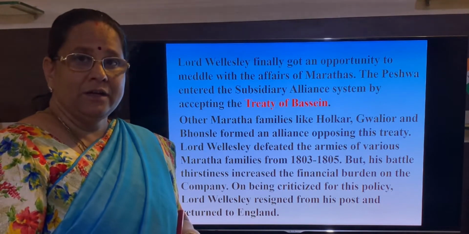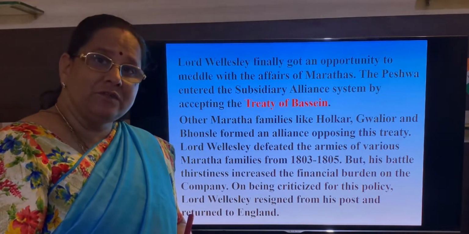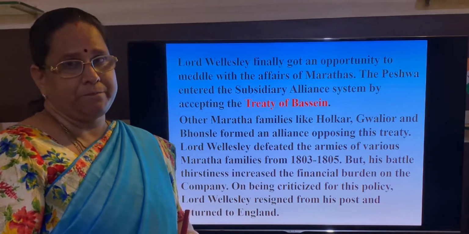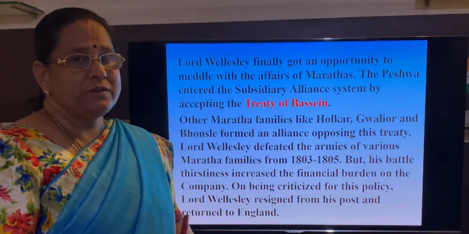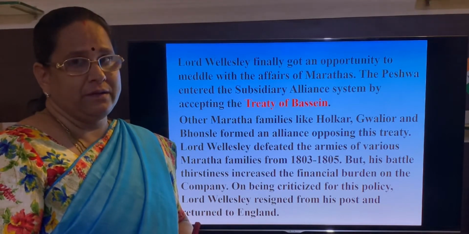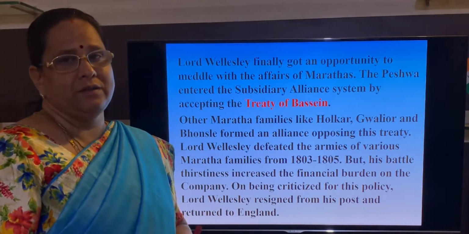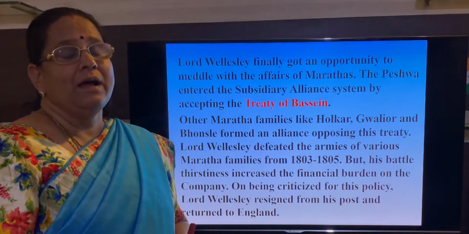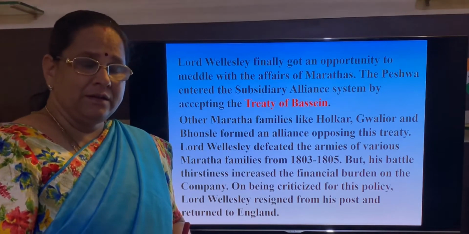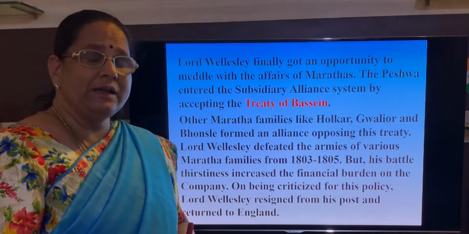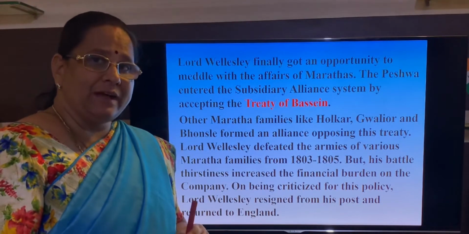Lord Wellesley took advantage of this situation and exploited it. He forced the Peshwa to sign the Treaty of Basin. According to the Treaty of Basin, Baji Rao had to accept the subsidiary alliance. This was not liked by the Maratha families.